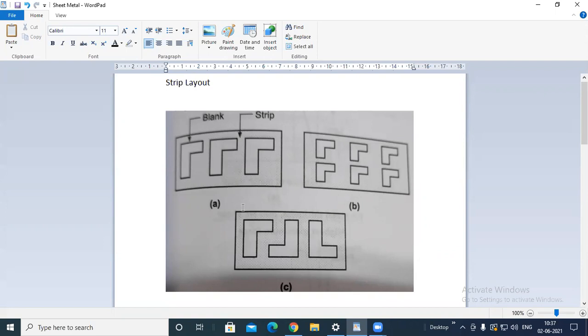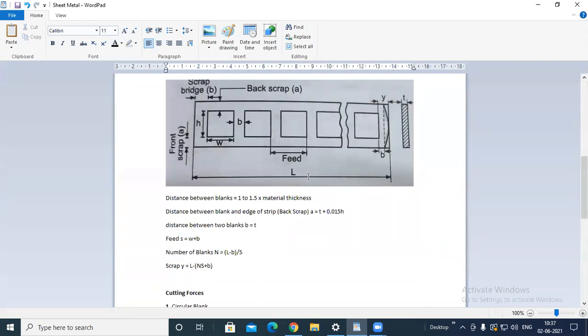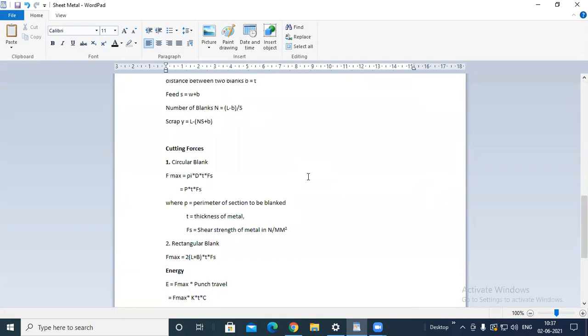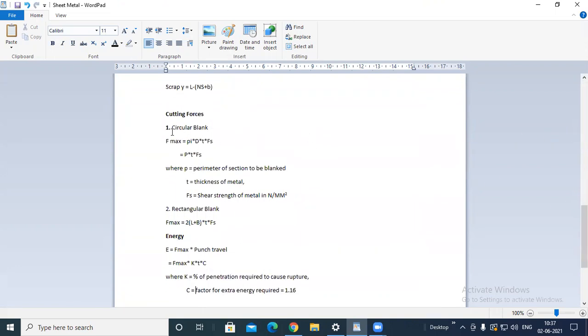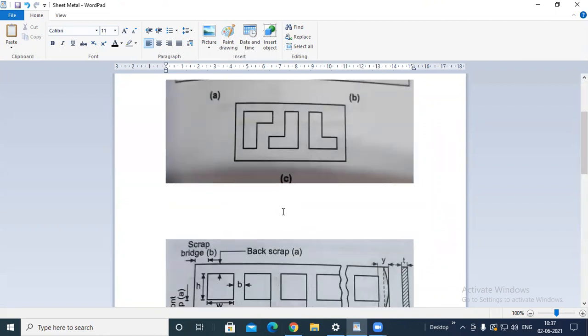Okay, so this is what we have seen today, that is strip layout design. Also, we have seen the cutting forces required in sheet metal cutting. Also, we have seen the energy, and also the penetration concept. So today we are going to stop over here. Next time we'll see the die design. Okay, so I'm going to stop over here. Thank you.